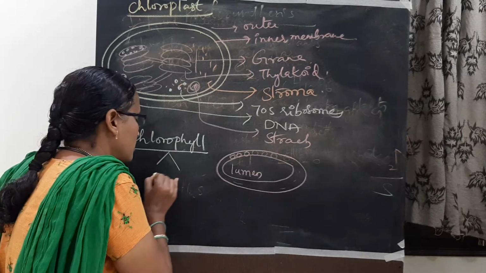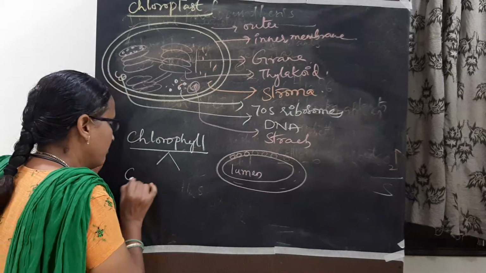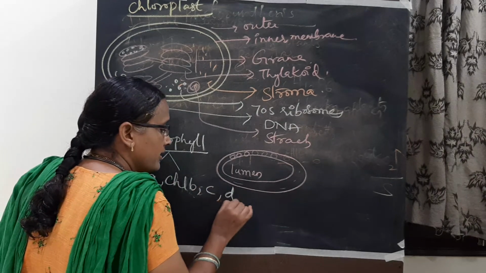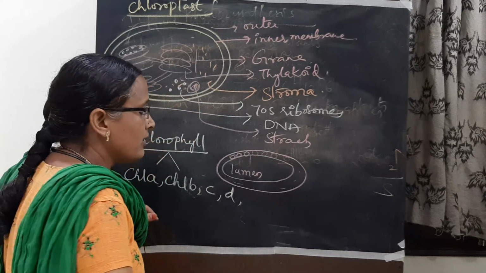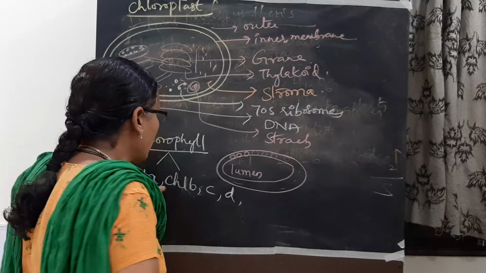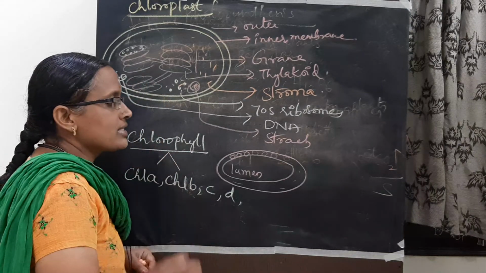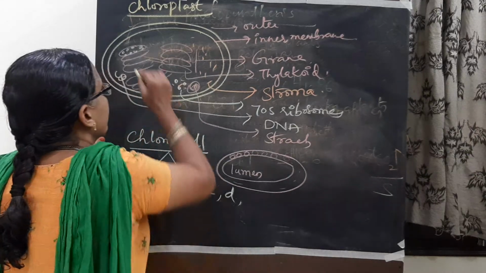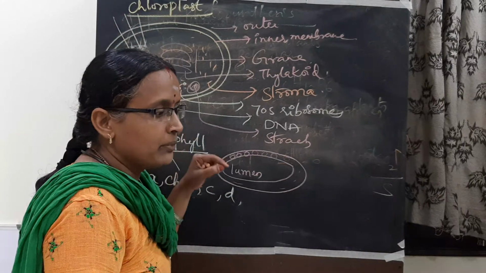We know that there are different major types of chlorophyll: chlorophyll A, chlorophyll B, C, D and F. And bacterial chlorophyll A and bacterioviridin. These are all the types of chlorophyll pigments. Not only this, carotenoids and xanthophylls are also there. What do they do? They capture the light. Light is absorbed by these pigments.